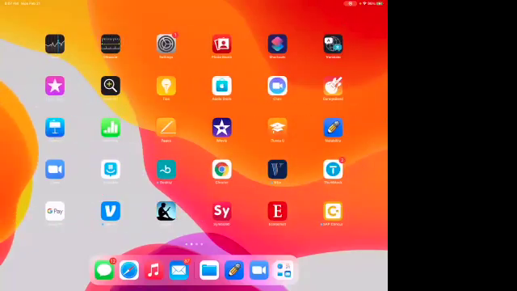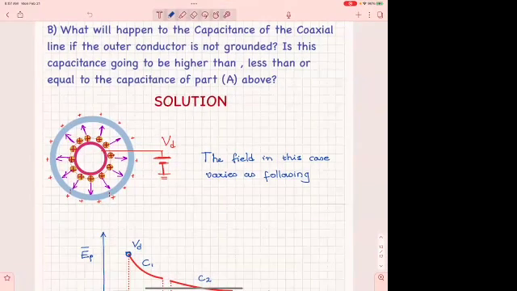Okay. Going back to this one, the other thing that I wanted you to appreciate is what happens if the shield is not perfect. What happens if your outer conductor, instead of being grounded, it's not?